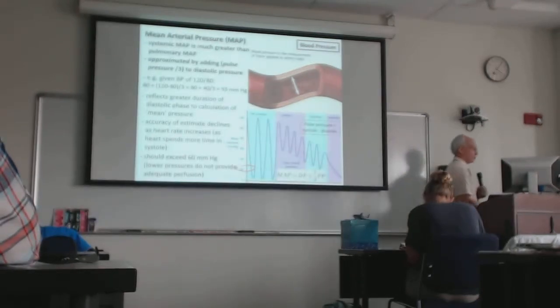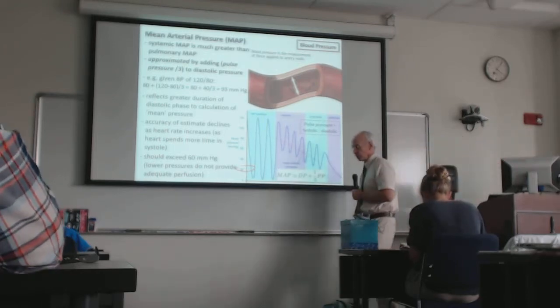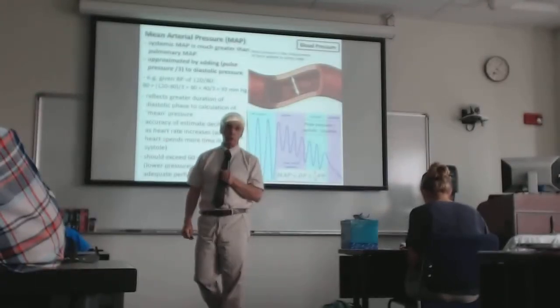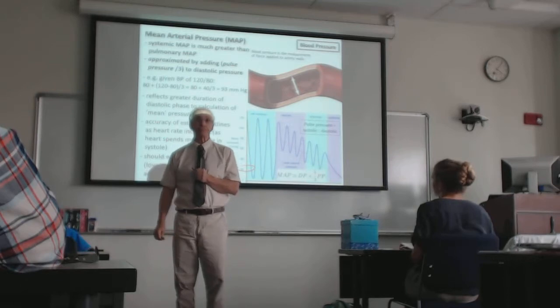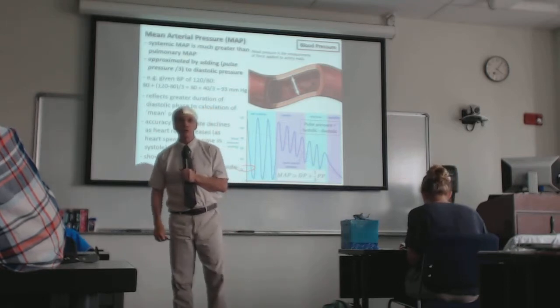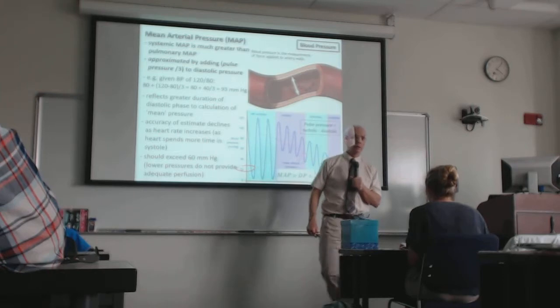So be able to do this for whatever numbers I give. We can do it now, for example. Let's say the systolic is 160 and the diastolic is 100. What would the mean arterial pressure be? Systolic is 160. We've got a sick patient here. The diastolic is 100. What's mean arterial pressure?